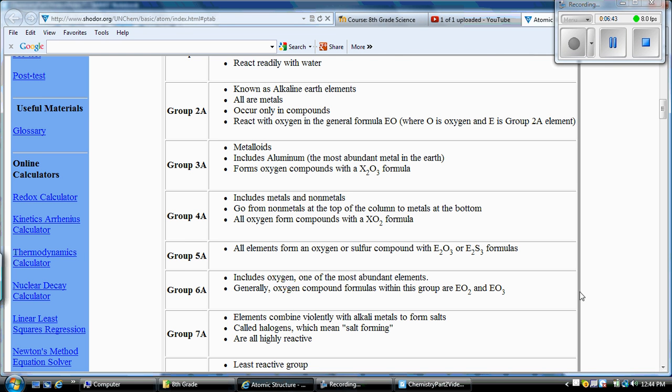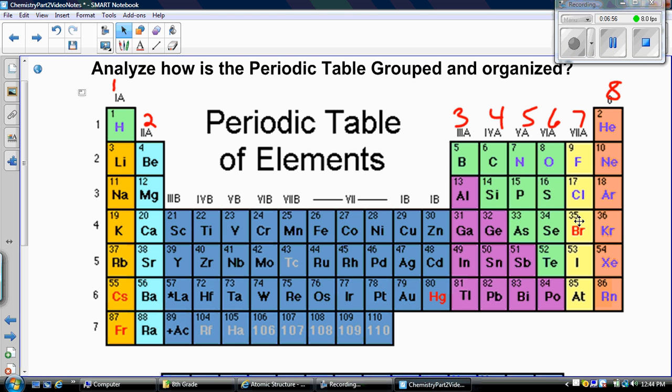Group 7 is called the halogens, which means they form salts. These elements combine with the alkali metals to form salts. So if you take a look at your periodic table, these elements will combine with these elements to form salts. Like sodium, Na, bonds with chlorine to form sodium chloride, that's a salt. Lithium will bond with chlorine, lithium chloride is also a salt. Potassium, which is K, will form a salt with chlorine, potassium chloride.